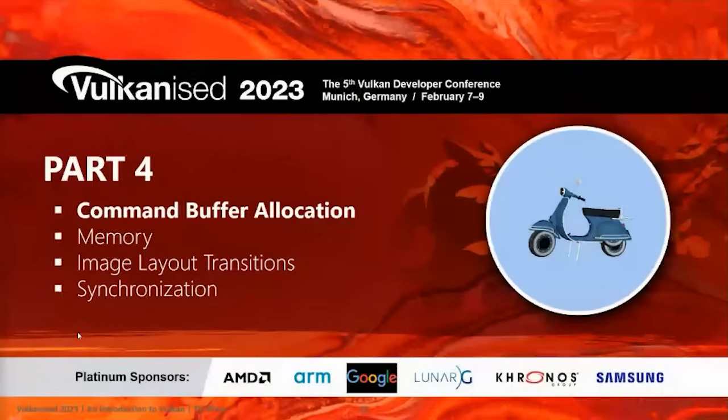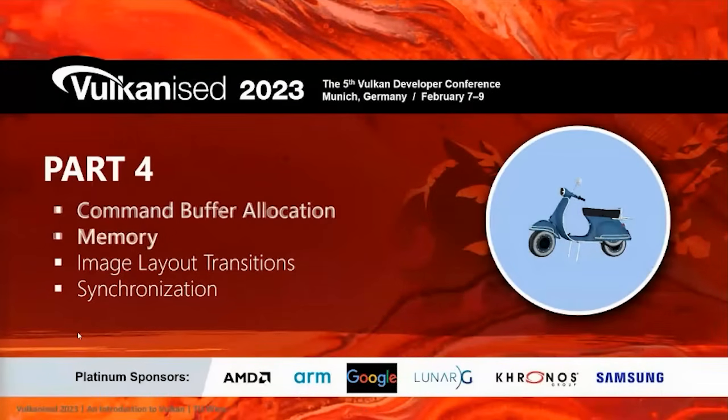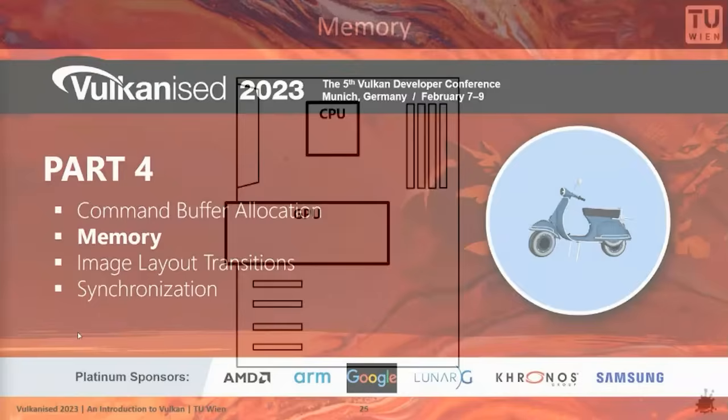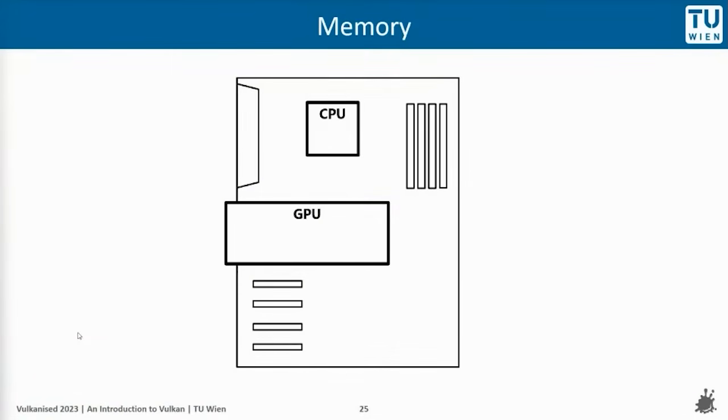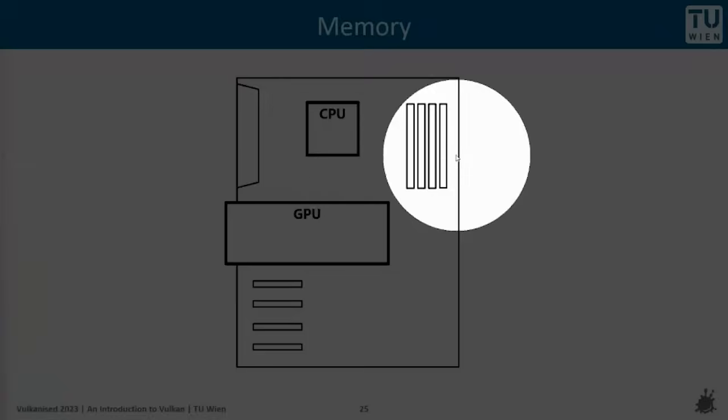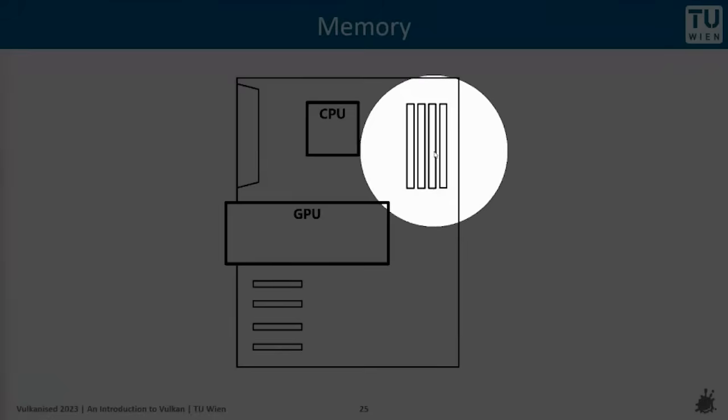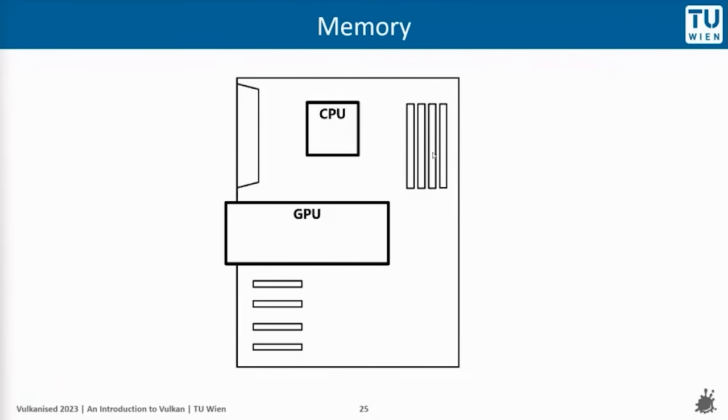Okay, so much for command buffer allocation. Then let's quickly talk about memory. So this would be a main board, and let's say you have a really big GPU attached to your main board, and you also see here this should be your main memory, the RAM, random access memory. So let's see which different types of memory your GPU can access.